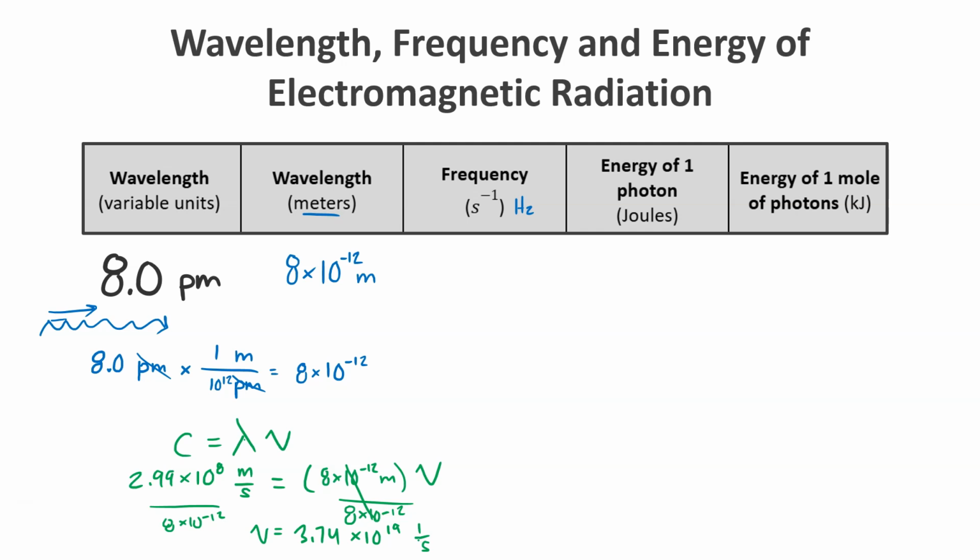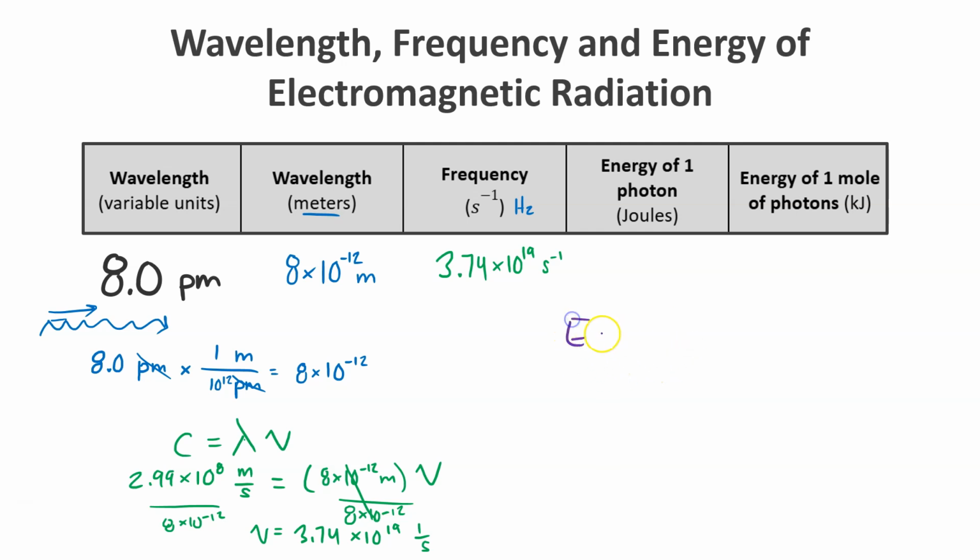1 over seconds, seconds to the negative 1, or hertz, however you want to put it. Let's write that in officially up here: 3.74 times 10 to the 19th hertz. Next thing we can do is solve for the amount of energy that one photon of this wavelength, or with this frequency, how much energy one single photon is going to have.